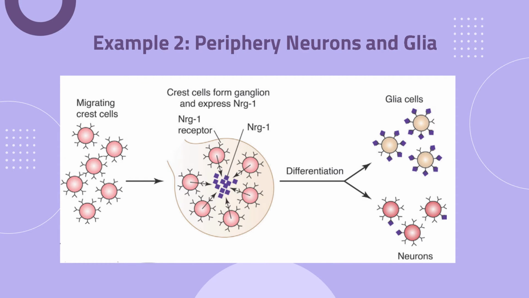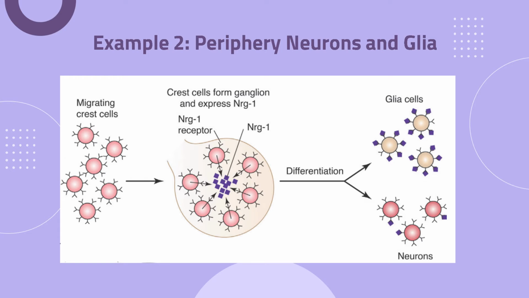Another example of default and induced fates occurs with neural crest cells as they migrate. As neural crest cells migrate, they express a receptor for neuregulin-1 called ERBB4 that, when activated, induces a glial fate, specifically Schwann cells. Neuregulin-1 is also called glial growth factor, or GGF. When they arrive at their peripheral location, they differentiate and stop expressing ERBB4. As neural crest cells differentiate into neurons, they begin producing neuregulin-1.